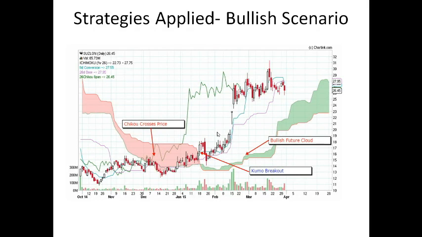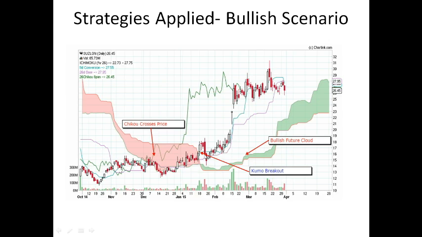Let's look at a bullish scenario. So in this Swiss franc chart, we can see the Kumo breakout marked in the chart. And please note that whenever the Kumo breakout happens, the Chikou span has crossed above the price 26 periods behind. So this happened at exactly the same time when the Kumo breakout happened.